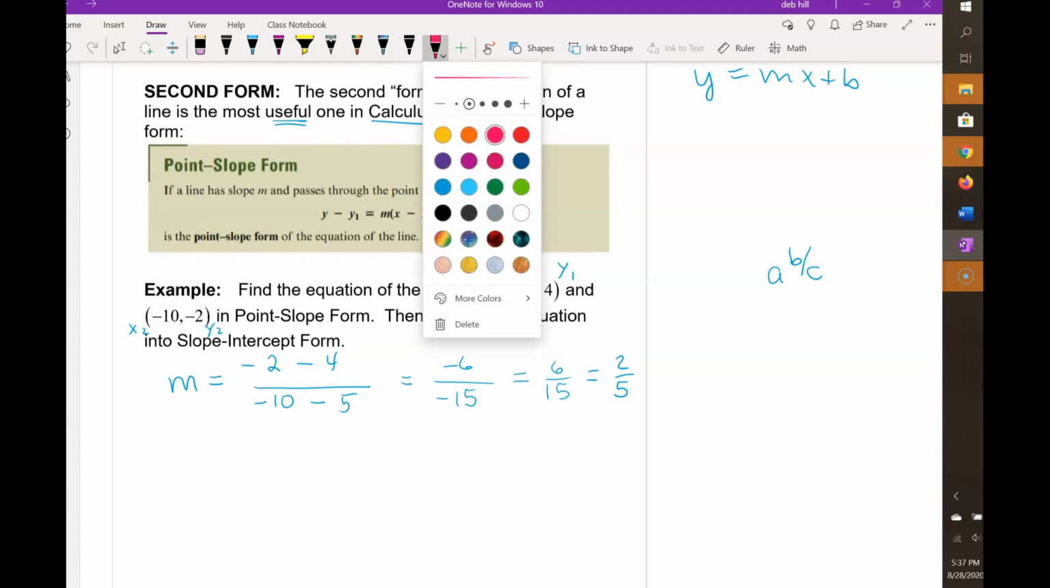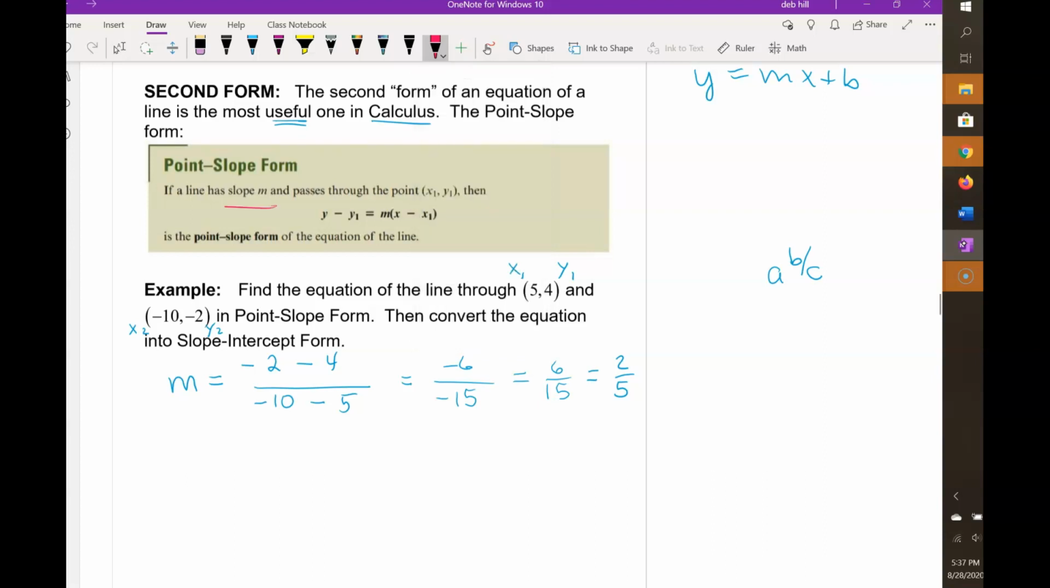But we know a point that's on the line. So we know the slope, and we have a point. So you don't have to use the first point, but I'm going to because it doesn't have negative values. So I'm going to use (5, 4) because that looks easier to work with.